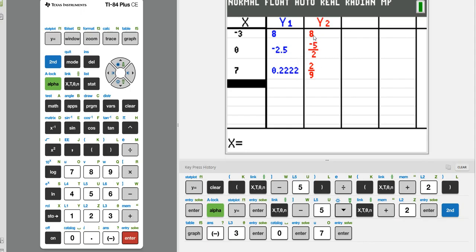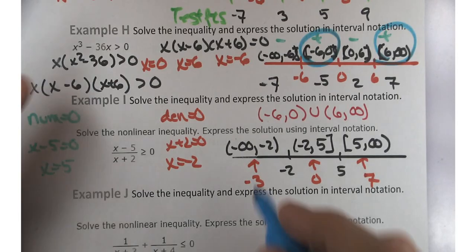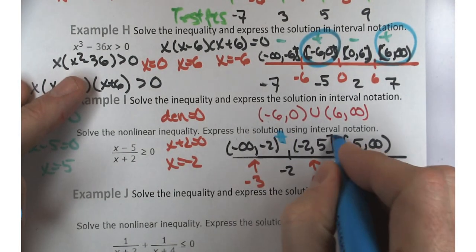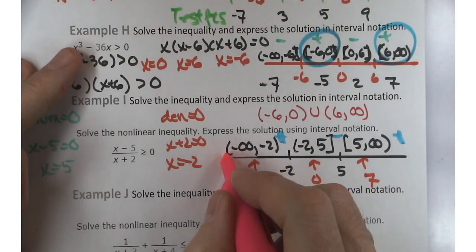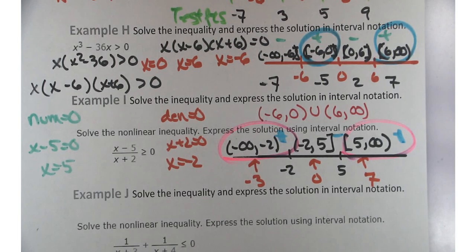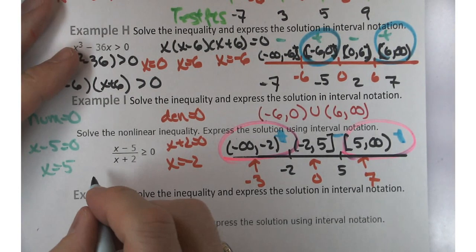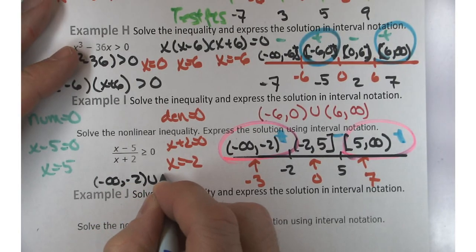What's the information I need here? Positive, negative, positive. All right, so let's put that down. So it was plus, minus, plus. Do I want the positive intervals or the negative interval? Positive. So that's going to be this one, and we're done. So overall, it's going to be negative infinity to negative 2, union 5 to infinity.